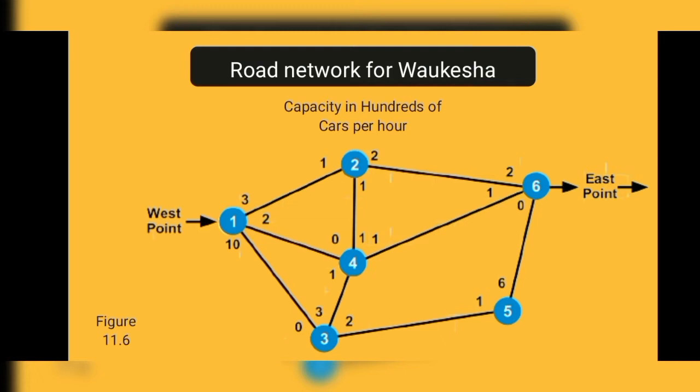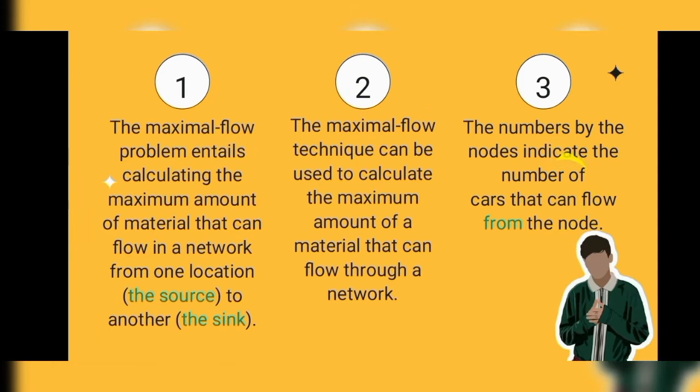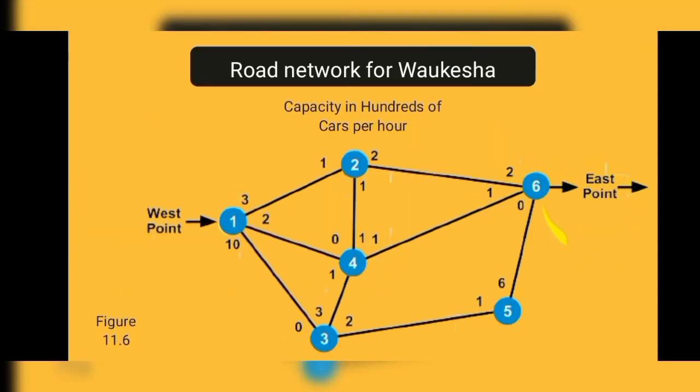A small town in Wisconsin, called Waukesha, is in the process of developing a downtown road system. A city planner wants to know how many cars can pass through the town from west to east. This figure depicts the proposed road network for the town.